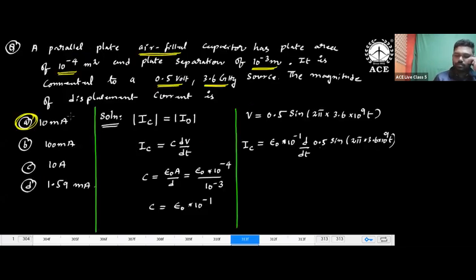Root 2 value is not there in the options. That is the reason why it must be the peak value. That is how we have guessed. 1.41 must be there, but there is no 1.41 in the options. Yes, that is the reason.